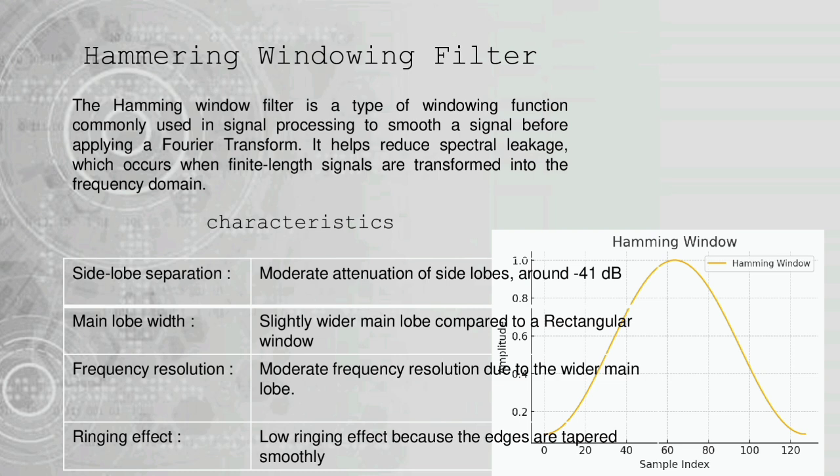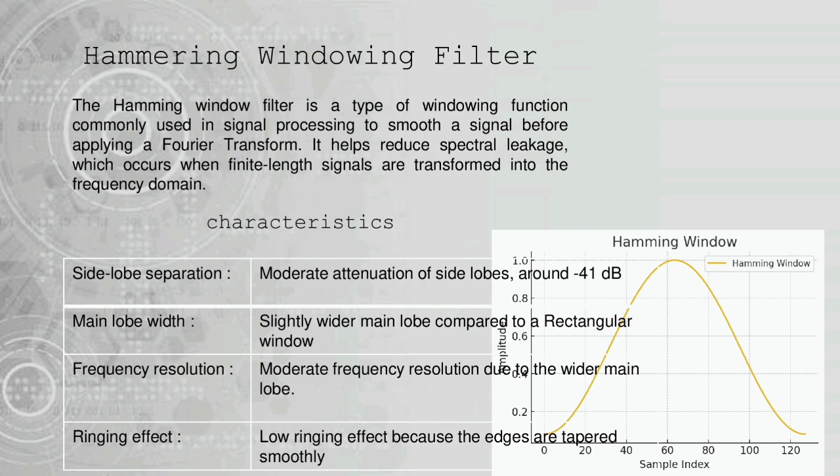Okay, firstly, the Hamming windowing filter is a type of windowing function commonly used in signal processing to smooth a signal before applying a Fourier transform. It helps reduce spectral leakage, which occurs when finite length signals are transformed into the frequency domain.